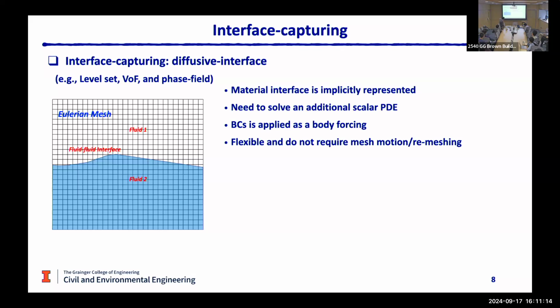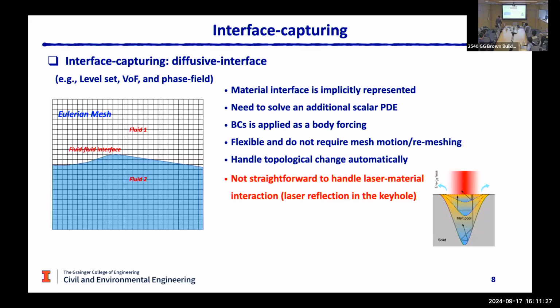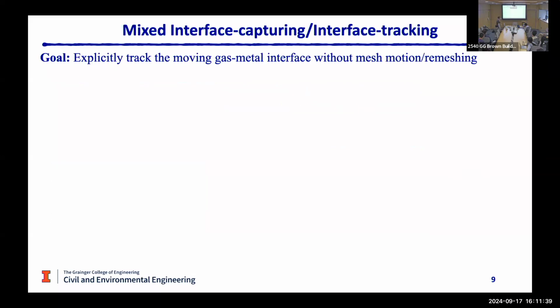And the advantage is that they're very flexible. You don't need to do any mesh motion and remeshing, and you can handle the topology interface changes automatically. However, the drawback is that because you don't have an explicit interface, it's not very straightforward to handle the laser-material interaction, especially the multiple laser reflection in the keyhole. So now, given the advantages and disadvantages of those two approaches, we feel that mixing both of them is the best way to go for metal additive manufacturing applications.